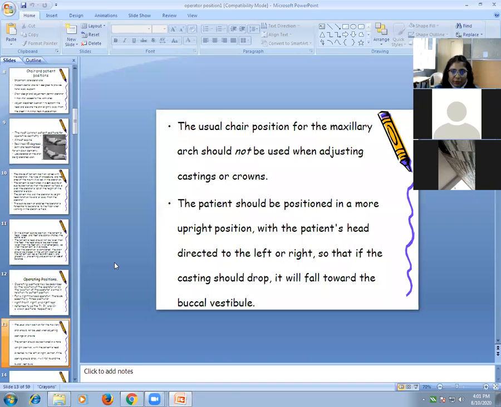The usual chair position for the maxillary arch should not be used when adjusting casting or crowns.